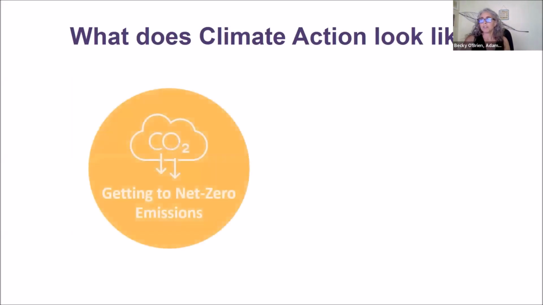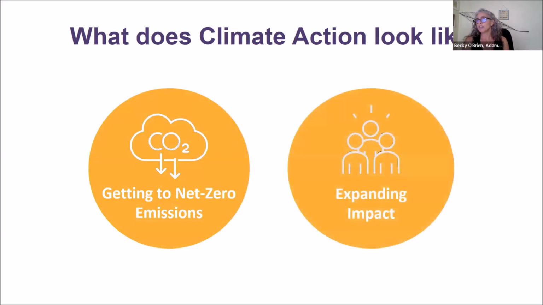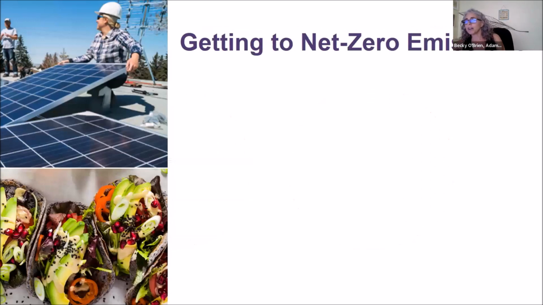For coalition members, Adama is developing a lot of resources to help you in two primary areas of work. One is to achieve organizational net zero greenhouse gas emissions within your own institutions, and then to engage the broader Jewish community in climate action, what we're calling expanding impact. What I'm going to share with you now is overall what is in these categories, and then hone in on what this means for your organization's headquarters. So first, getting to net zero emissions.